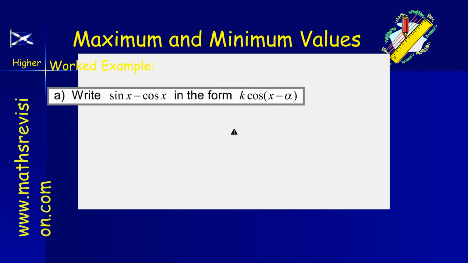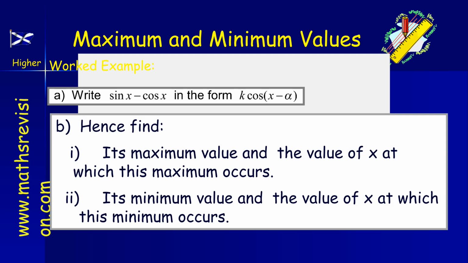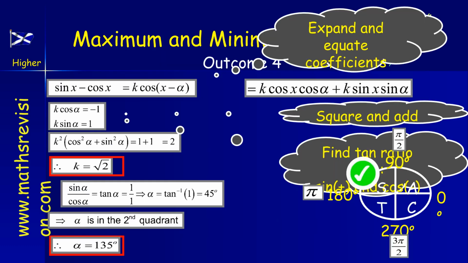Now let's address finding maximum and minimum values. Given the expression sine x minus cos x, we first write it in the form k cos of x minus alpha. Then identify its maximum and minimum values and the corresponding values of x. First, we convert the expression to root 2 cos of x minus 135 degrees. Through our steps of equating coefficients and calculating, we determine k is root 2 and alpha is 135 degrees.